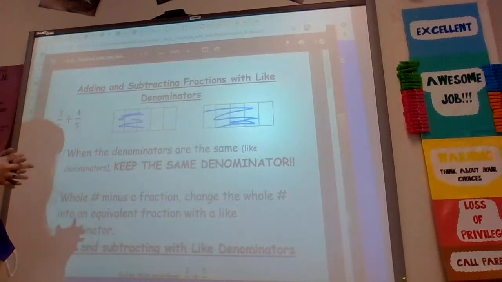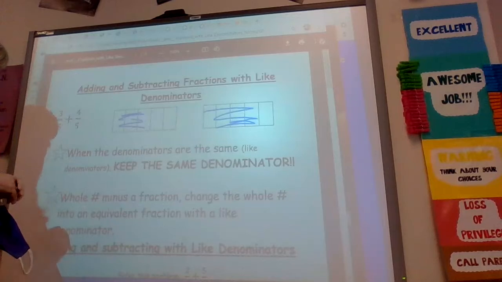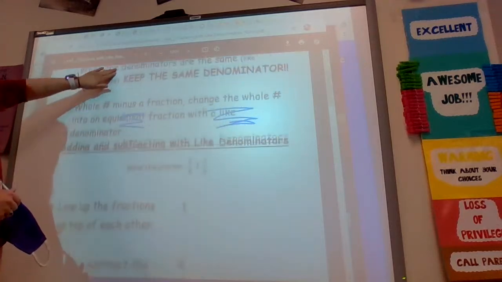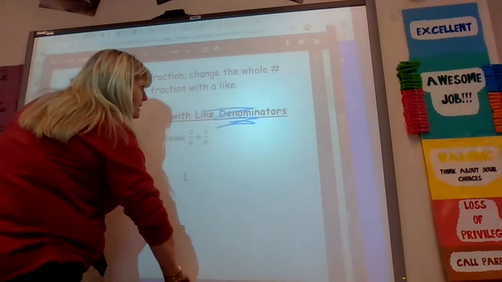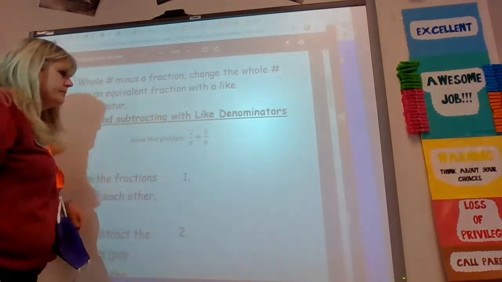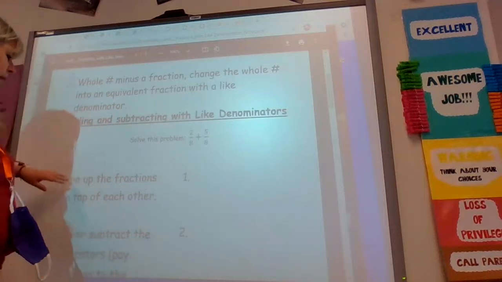So whole number minus a fraction, you change the whole number into an equivalent fraction with a like denominator. And then adding and subtracting fractions with like denominators. For example, when I look at this one right here, 2/8 plus 5/8. Well, this is what I know.